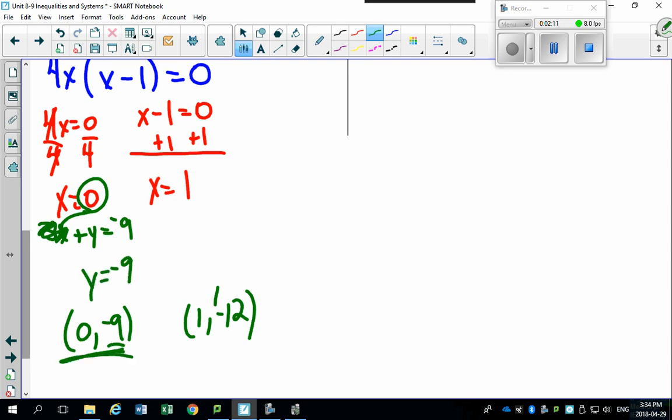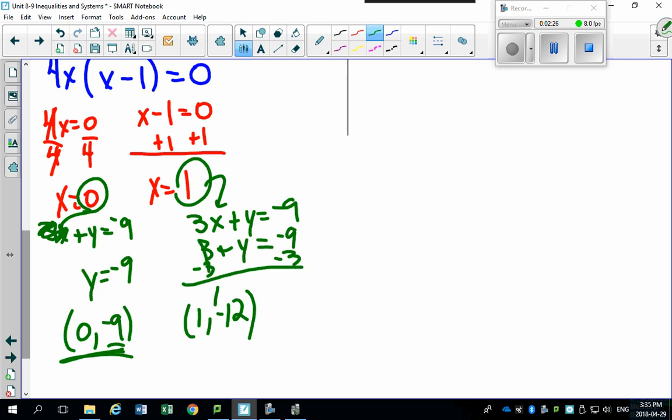There's your first point. Use the same formula again: 3x plus y equals minus 9. Pop this 1 in here. Bada boom, look at that. You get 3 plus y equals minus 9. Bring the 3 over, minus 3. That cancels. You've got y equals, you got it, minus 12.